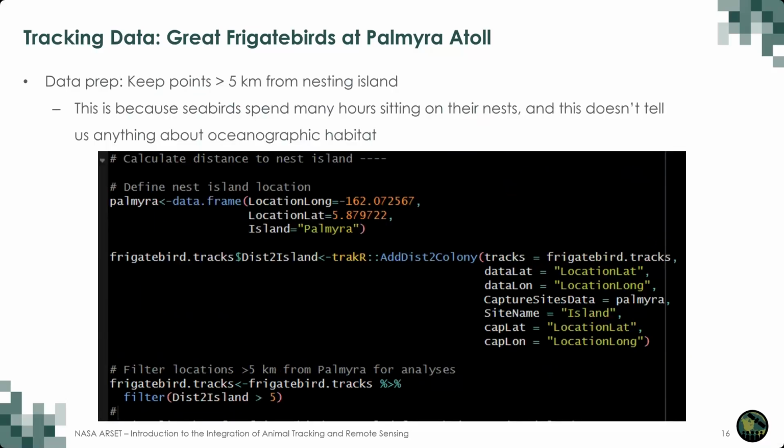The other thing that I did to this data set is, again, because frigate birds are central place foragers, we are not interested in any locations that are at the island. And so I removed all points that were within 5 kilometers of Palmyra, and everything beyond that we're going to use in the analysis to specifically look at oceanographic habitat.